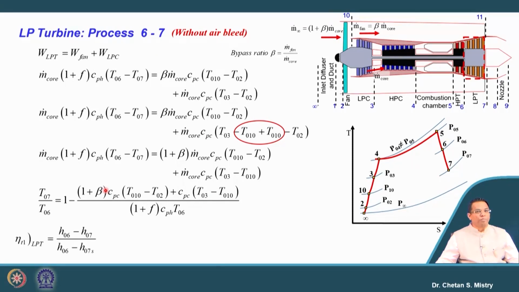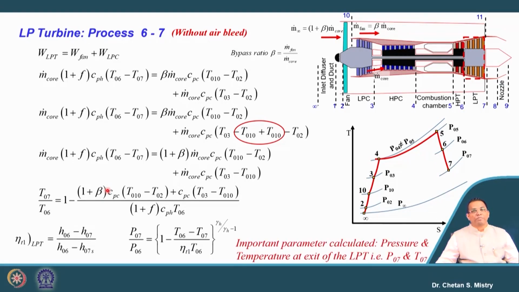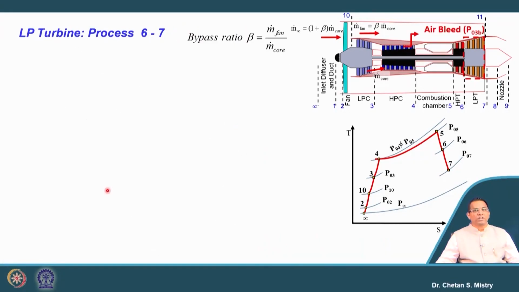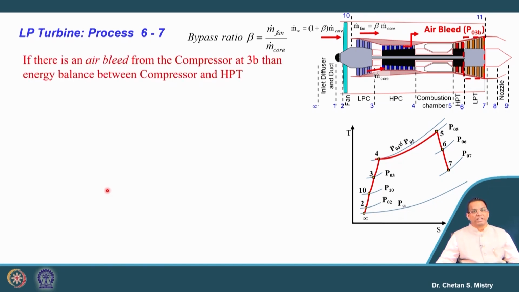Now, we have the formula for our efficiency. Based on that efficiency, we can calculate what will be the exit pressure from the LP turbine. Now, let us put the equation for, say, the bleed case. Here in this case, bleeding has been done at station 3B. Similarly, I will be writing the equation for work developed by the LP turbine, that will be work consumed by the fan plus, say, the LP compressor.